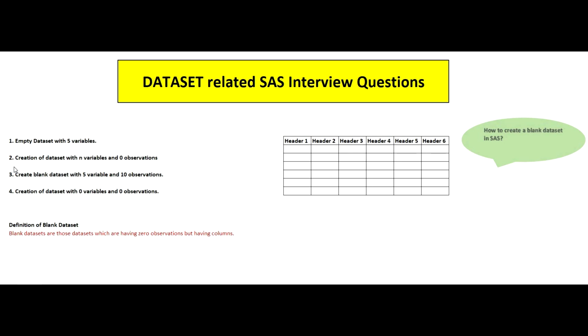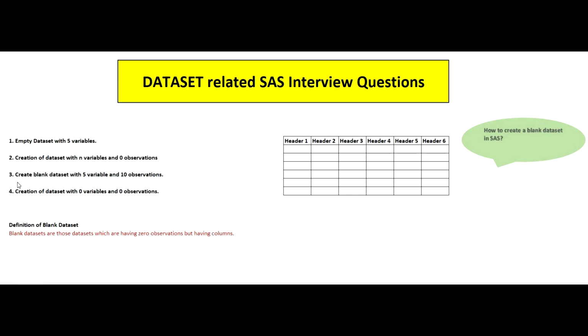Now the second question is about the creation of a data set with n variables and 0 observations. Basically in this question, we are going to copy the data from another data set, and then we do not want any observations in it. So this part we will also look into.